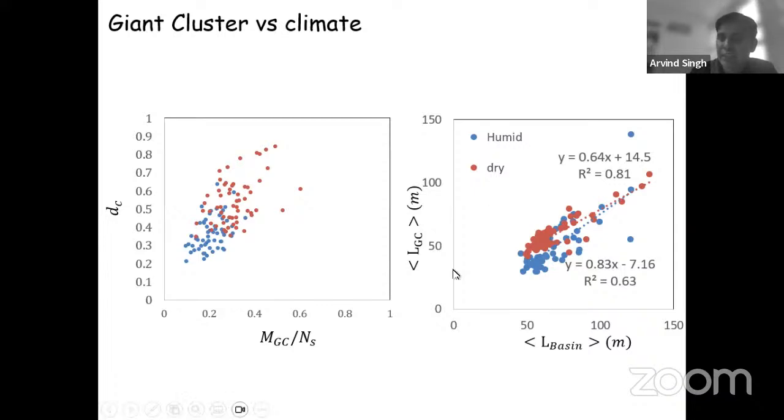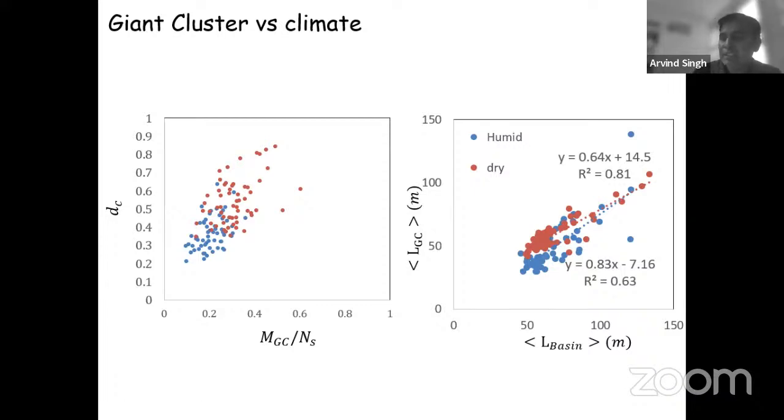From the right-hand side, we can also see, if we compare the geometry, that the average link length is smaller in the giant cluster as compared to the overall link length. So on the y-axis is the average link length of the giant cluster, whereas on the x-axis is the average link length of the whole network.